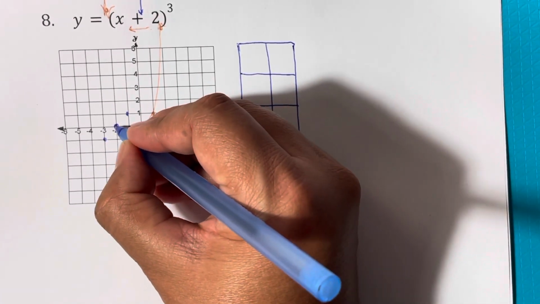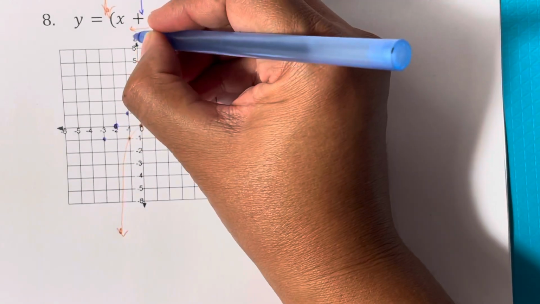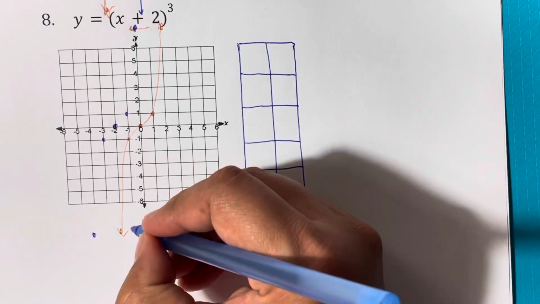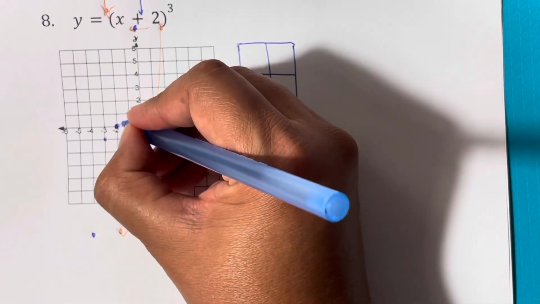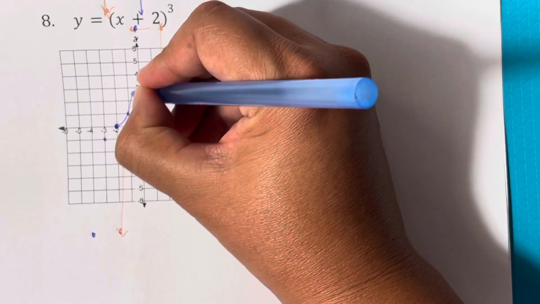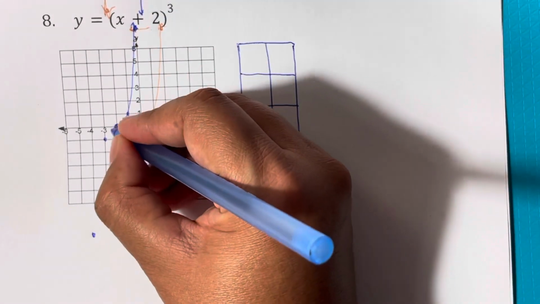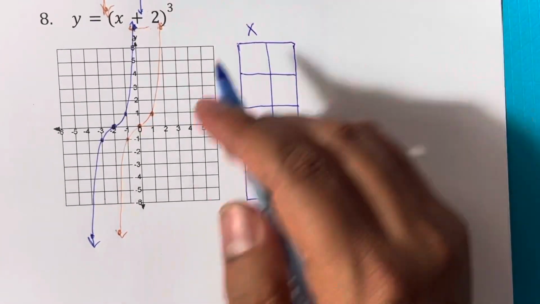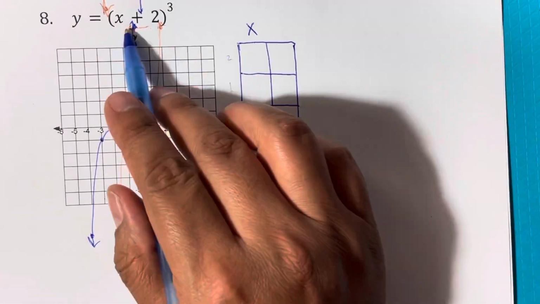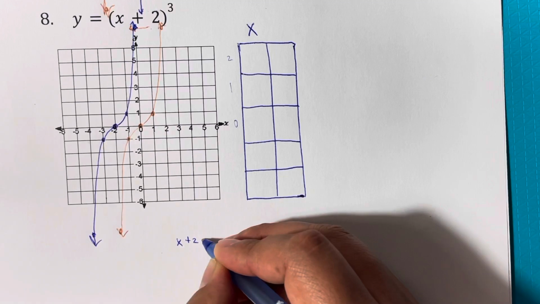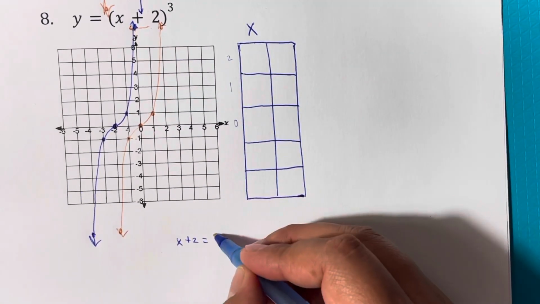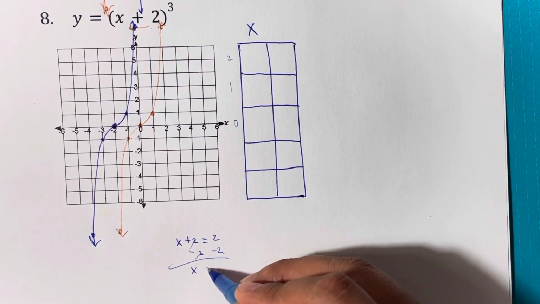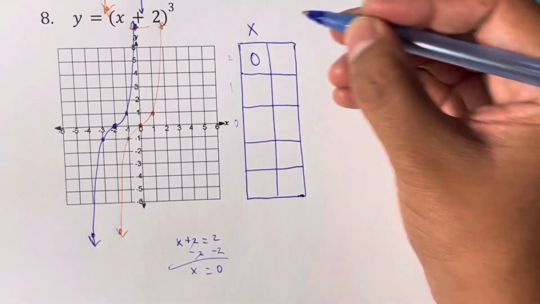So once you find this one, you can just guide yourself to have the other ones without having to count 1, 2, 1, 2. So our graph should go by there. How do I find the values of X? Just make this expression. So X plus 2 equals 2. Subtract 2 from both sides. X is going to be 0. So that's how you can find that one.